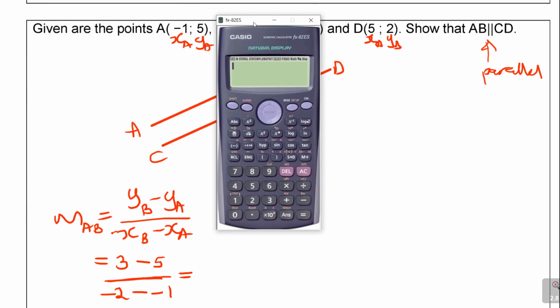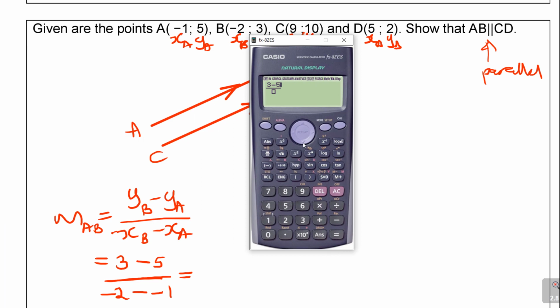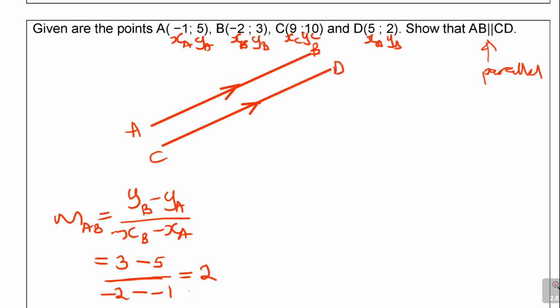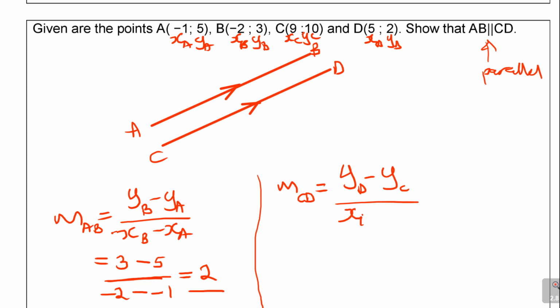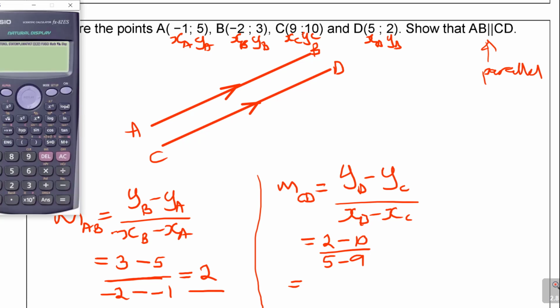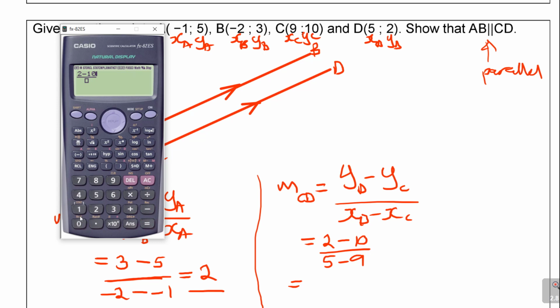What is the gradient of AB? It's 3 minus 5 over negative 2 minus negative 1. I get the answer of 2. So the gradient of AB is 2. Now let's look for the gradient of CD. CD is YD minus YC over XD minus XC. YD is 2 minus YC, which is 10, over XD which is 5 minus XC which is 9. So it's 2 minus 10 over 5 minus 9, and I get the same answer, 2.